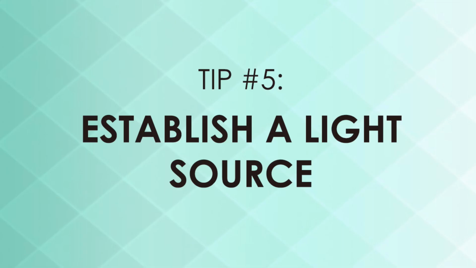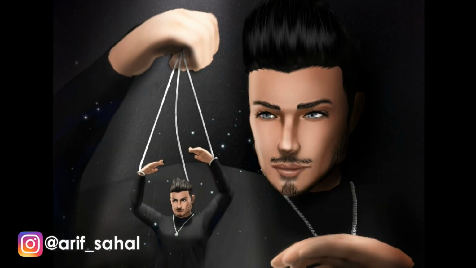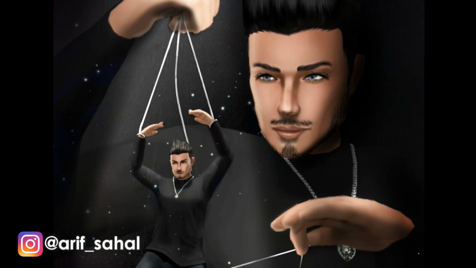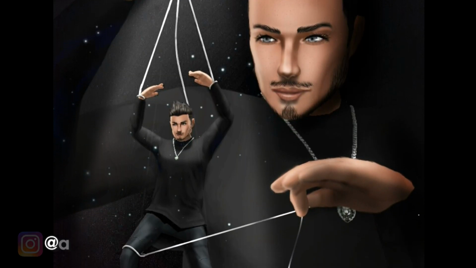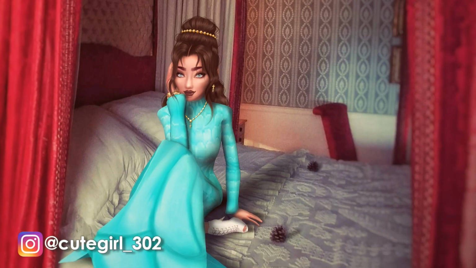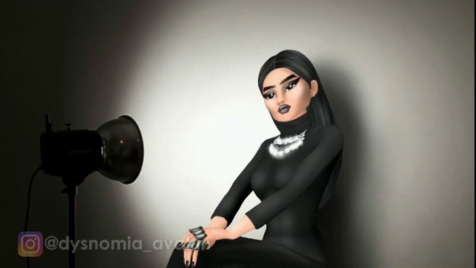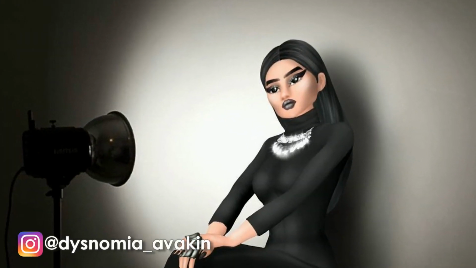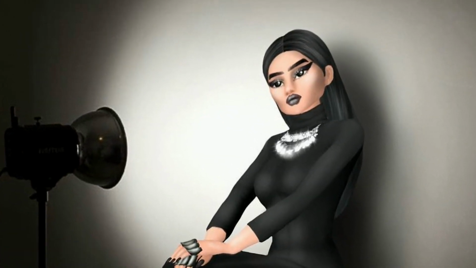Number 5. Establish a light source. This is especially important if you want to know where your shadows fall. Remember, shadows fall opposite where the light hits, so if your Avakin's right side is facing the window, the shadows fall to the left side. Highlighting also helps in giving more emphasis to where the light is reflected.